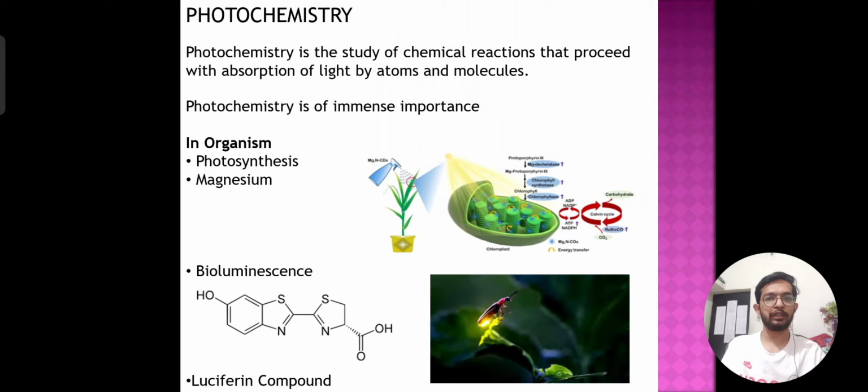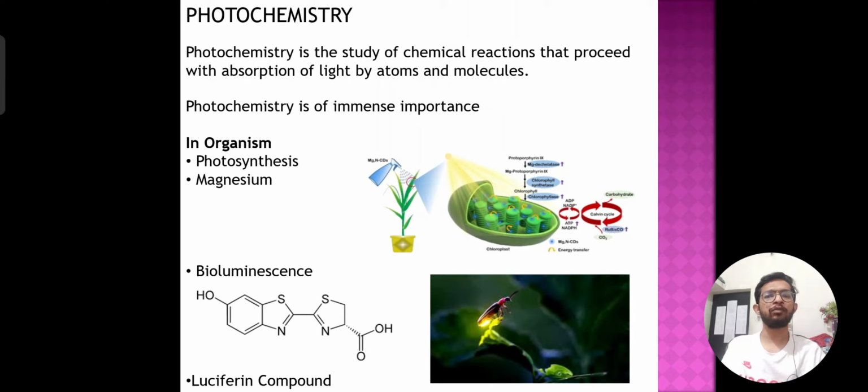Photosynthesis is the process in which plants use solar energy to convert carbon dioxide and water into glucose and oxygen. It isn't possible without light. Magnesium is the powerhouse behind photosynthesis in plants. Without magnesium, chlorophyll cannot capture the sun's energy needed for photosynthesis.